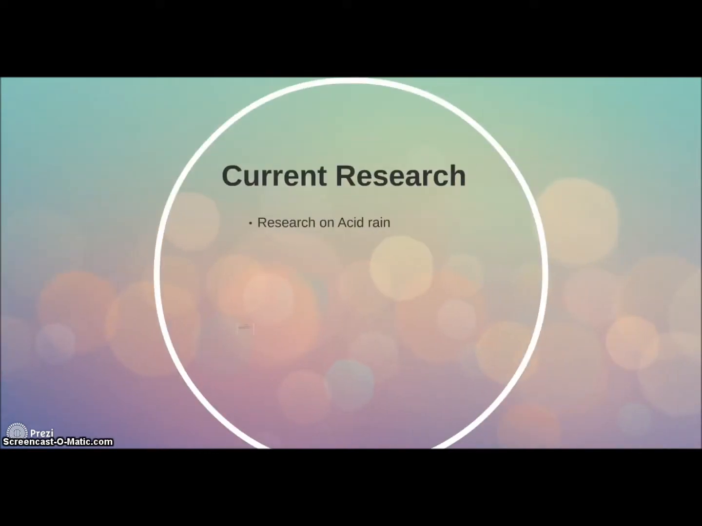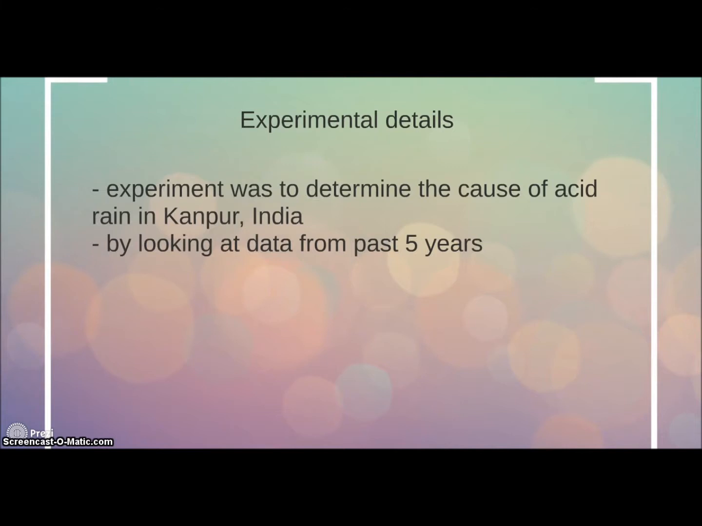Current research of neutralization reaction. The main focus will be an experiment on the research on acid rain. The experiment was about why acid rain was occurring in a specific part of India, Kanpur. The researchers did this by looking at data from the past 5 years.